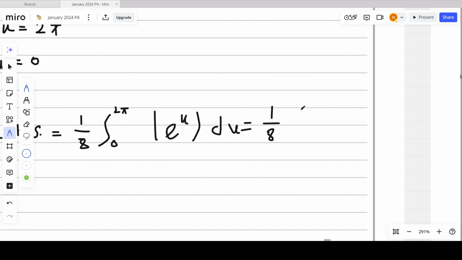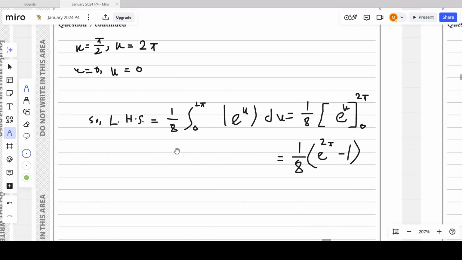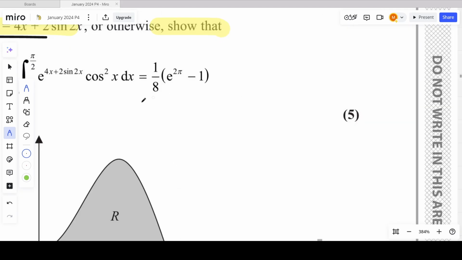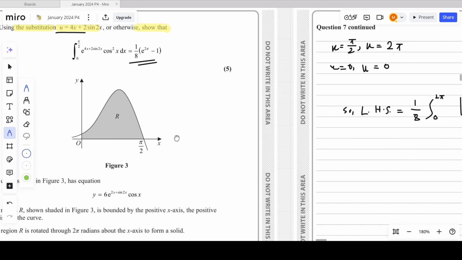Now what we need to do, just put the limits. 1 over 8, the integration of e to the power u is what? e to the power u, as it is. Upper limit is 2 pi, the lower limit is 0. So you will get 1 over 8 times e to the power 2 pi minus 1. And I'm sure that's what the question has asked for. That's the right hand side. Okay, so this was part A.